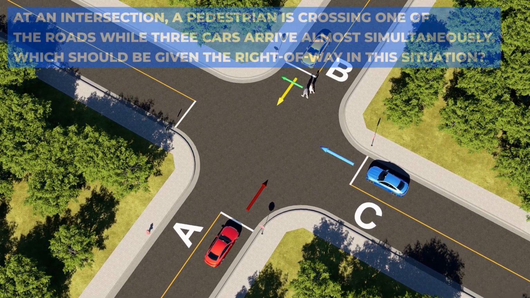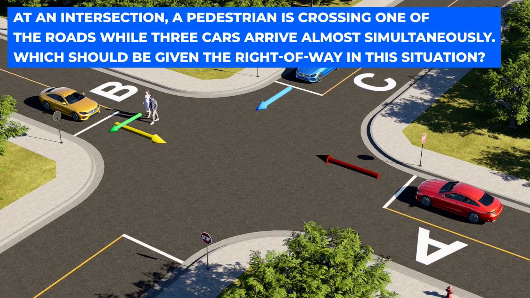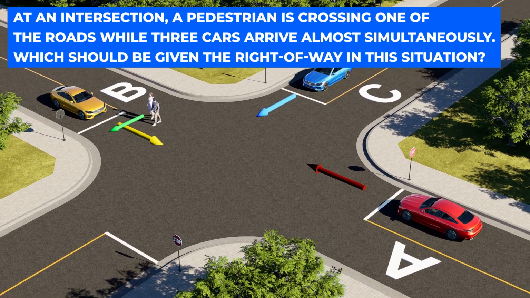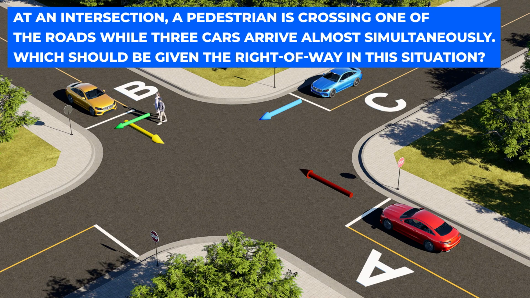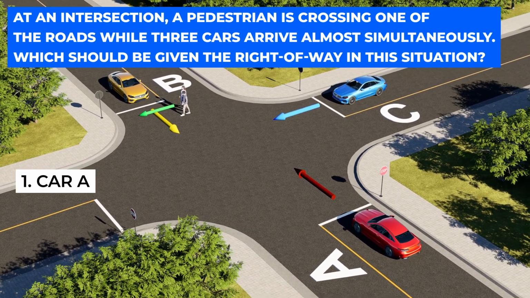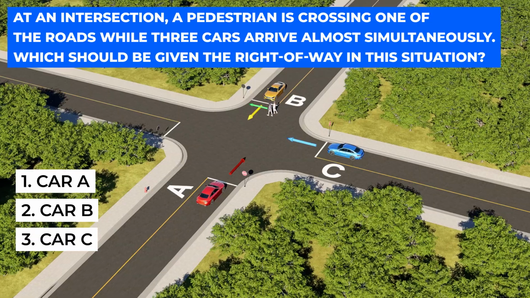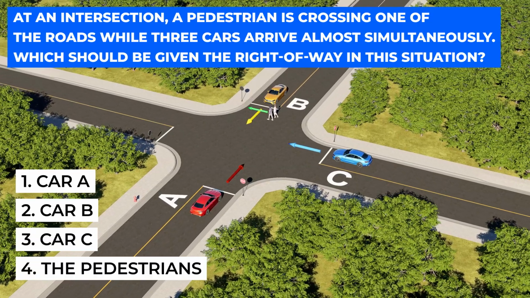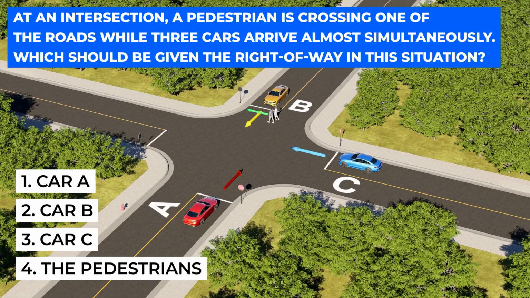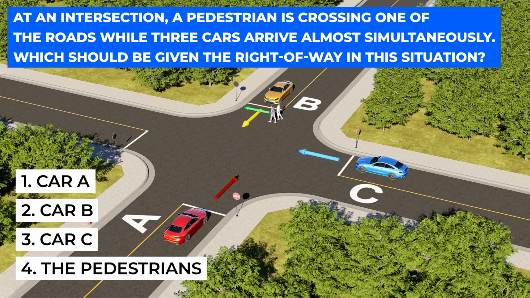At an intersection, a pedestrian is crossing one of the roads while three cars arrive almost simultaneously. Which should be given the right of way in this situation? Number 1, car A. Number 2, car B. Number 3, car C. Number 4, the pedestrians. Take a few moments to ponder and attempt to identify the right answer.